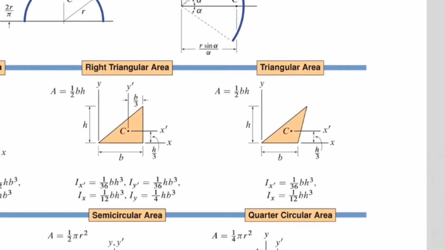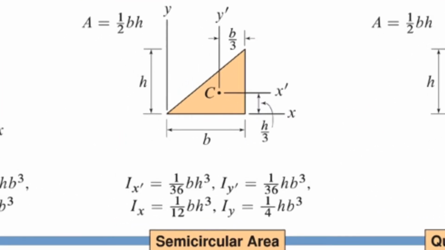If we quick look in at a triangle, we see that it's this 1/3 distance from the high side, which kind of makes sense. Our centroid would be closer to the area that has more space.